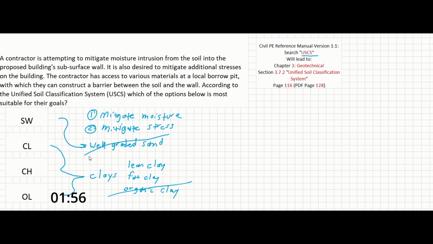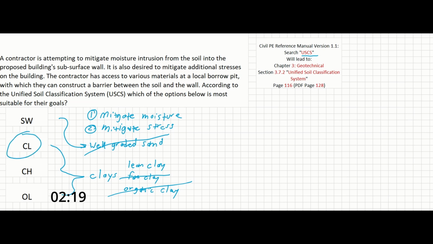So that leaves us with lean clay and fat clay. Both are inorganic. However, fat clay has a higher liquid limit, meaning that it will be more susceptible to deformation. Since one of the goals is to mitigate additional stresses on the building, that would remove this option as well. This leaves us with a lean clay as the most appropriate option from the list given.